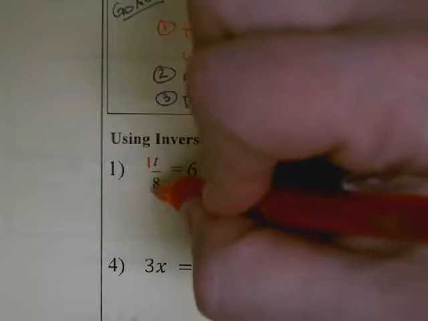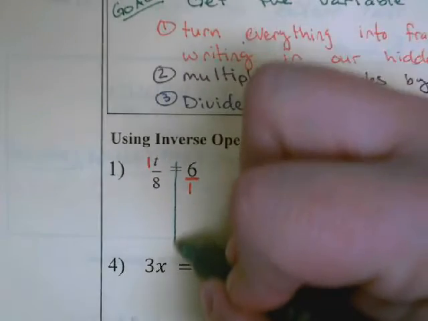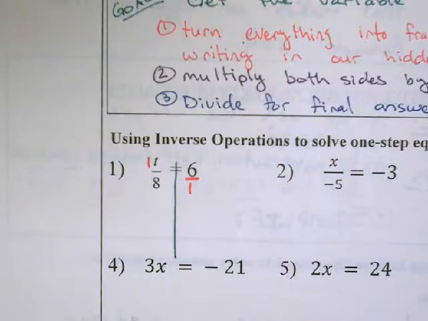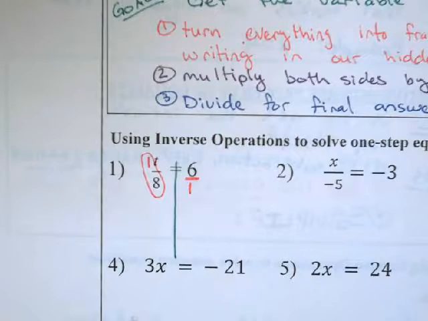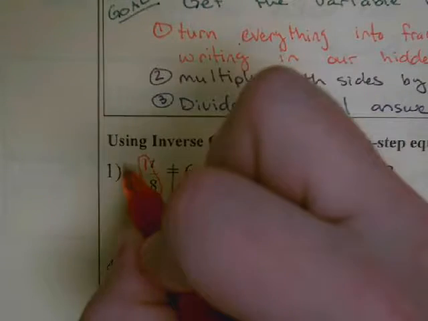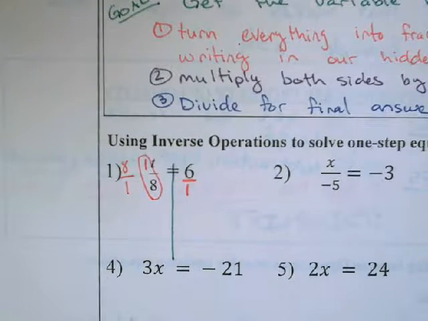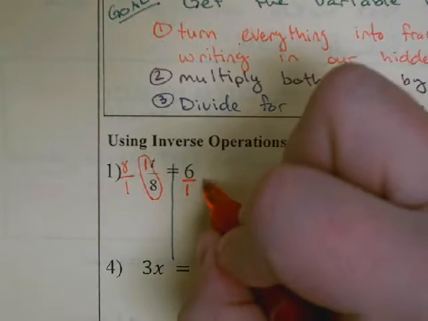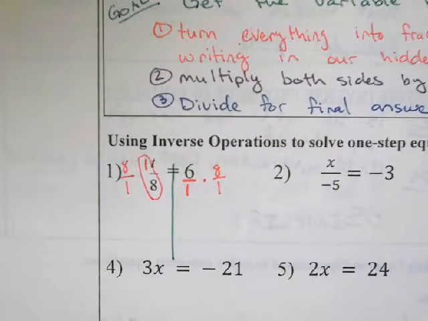So here's my fractions. So we'll draw our line down the middle. And the fraction that I'm trying to get rid of is the 1 over 8, right here. That's the one I want to get rid of so that t is all by itself. So to do that, I'll multiply both sides by 8 over 1. Whatever I do to one side, I do the same exact thing to the other side, so I'm going to multiply this side by 8 over 1.